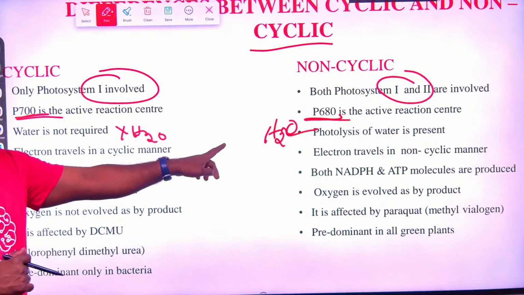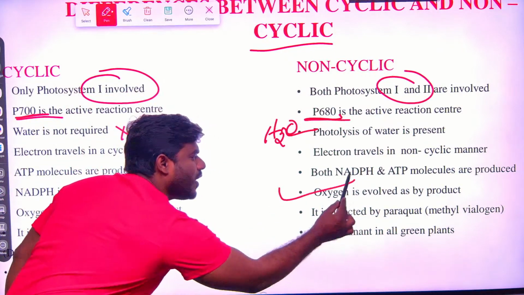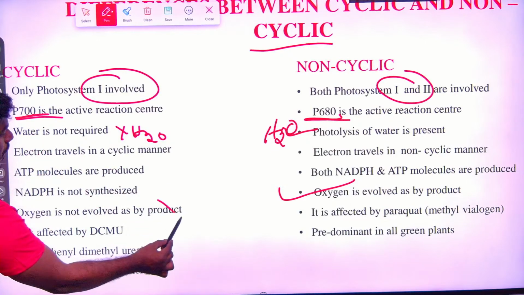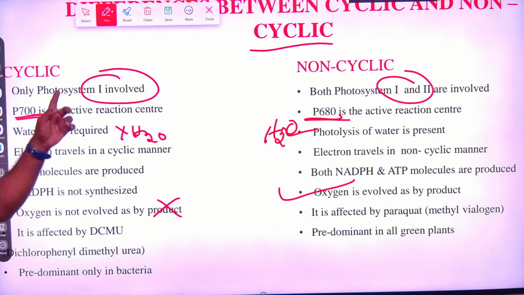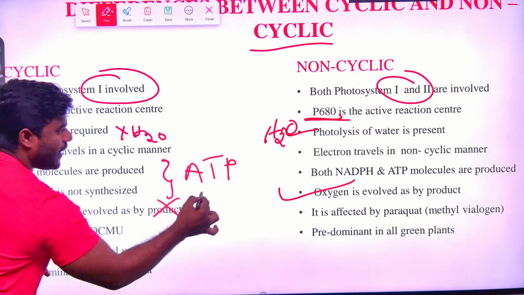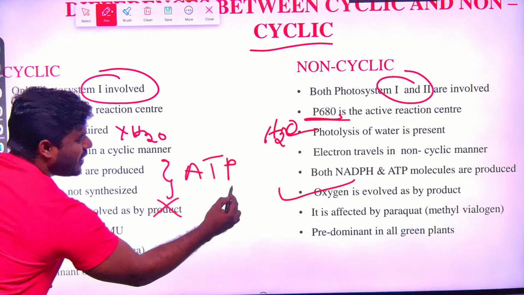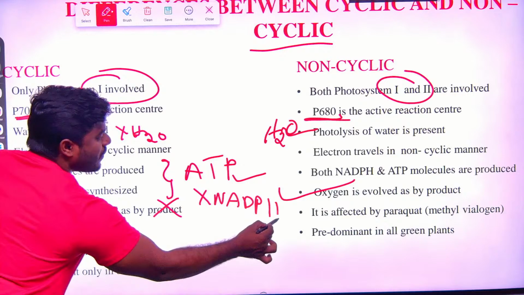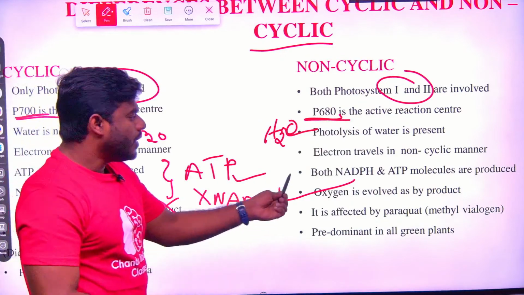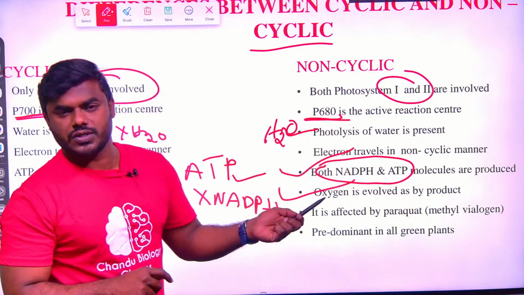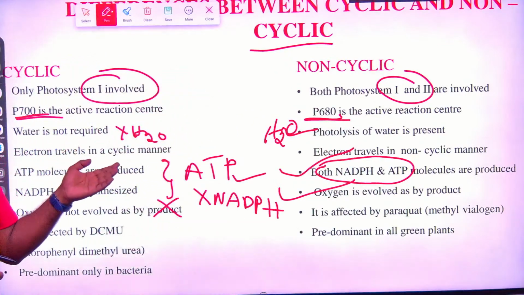Wherever the photolysis is taking place, undoubtedly oxygen is going to be released over there. Wherever it is not happening, oxygen will never be released. In the cyclic we studied only energy equivalent is produced, reducing equivalent is never produced. But here both energy equivalent and reducing equivalent can be produced. And they won't ask this much simple question.